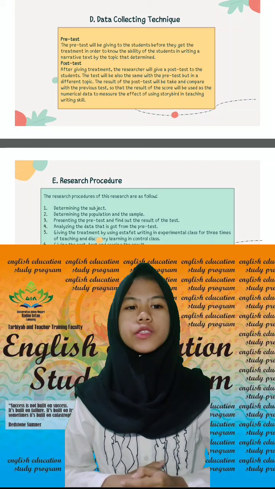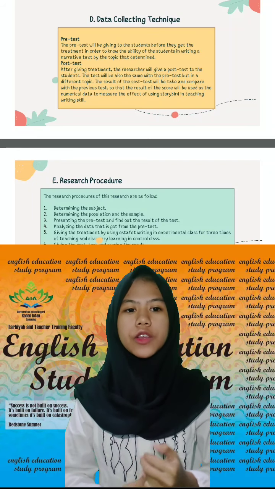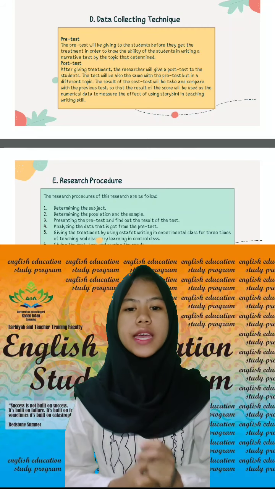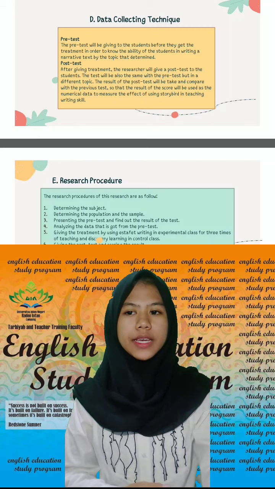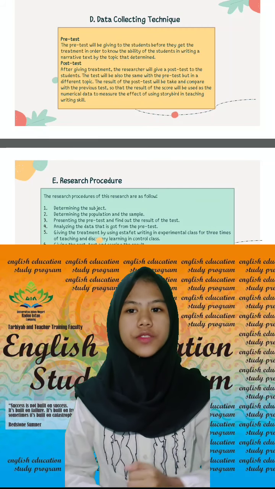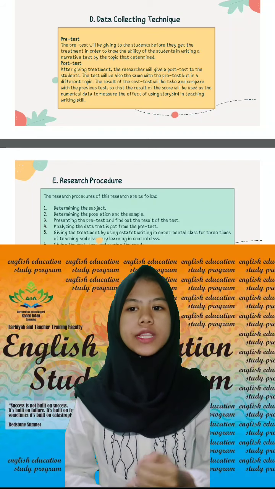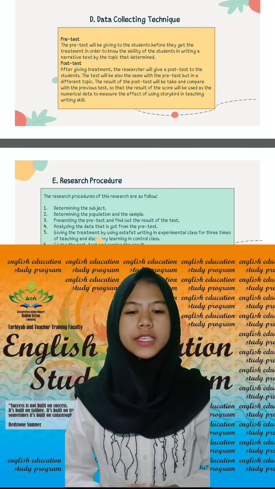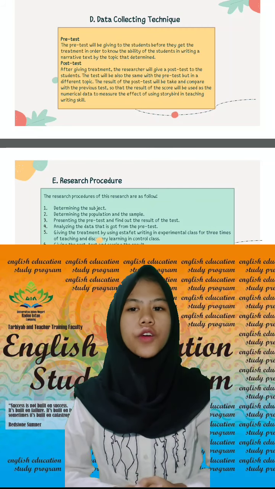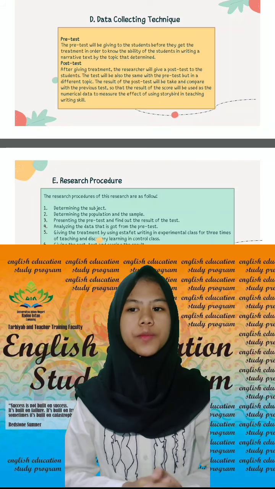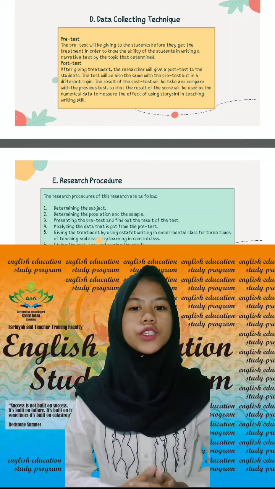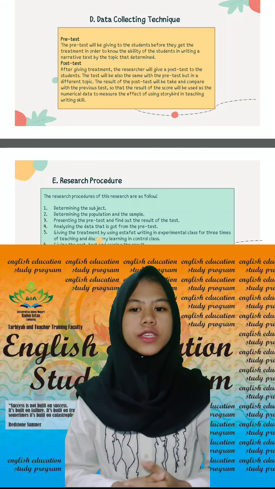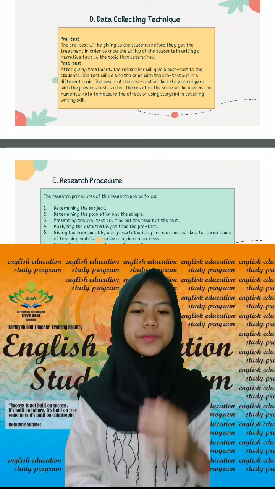The pre-test will be given to the students before they get the treatment in order to know the ability of the students in writing a narrative text on a determined topic. And then the post-test will be given after the treatment. The test will be the same as the pre-test, but on a different topic. The result of the post-test will be compared with the previous test, so that the scores will be used as numerical data to measure the effect of using Storybird in teaching writing skill.